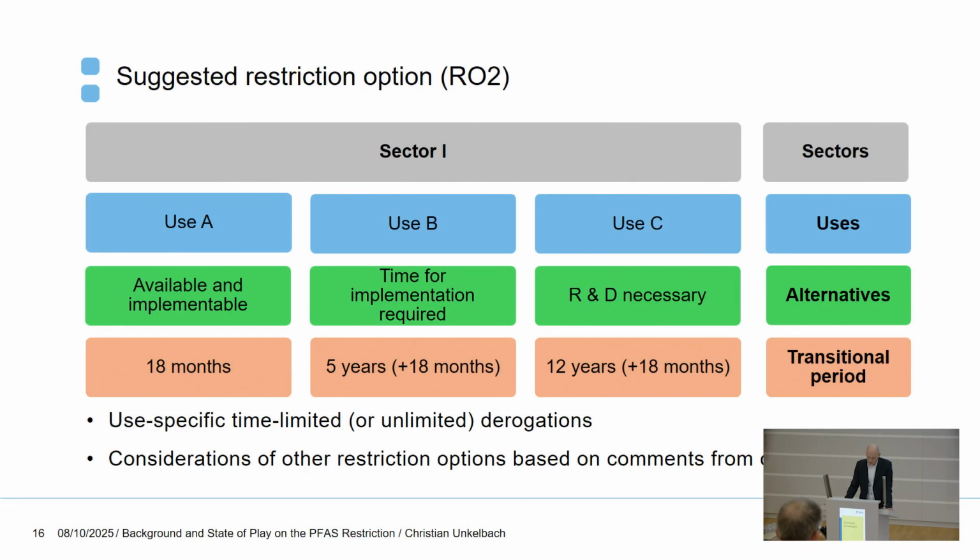3 restriction options are reflected upon in the dossier, or in the background document, as I should say. And this is a very generic look at what a restriction option 2 would look like for an undetermined sector. We look at the different uses in the sector and investigate them regarding the availability of alternatives and see whether they are already available and implementable, whether there is still time needed for implementing these alternatives, or whether there is still research and development necessary to actually find alternatives. And based on these considerations, the 3 different transitional periods, or 4 if you consider also the unlimited derogation, result. So this is not only based on our initial reflections in the dossier, but was also influenced by the comments we got during the public consultation, of course.